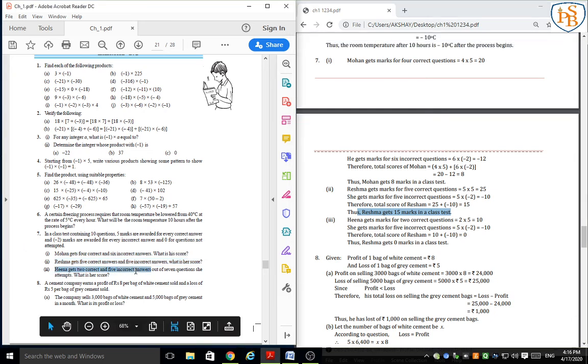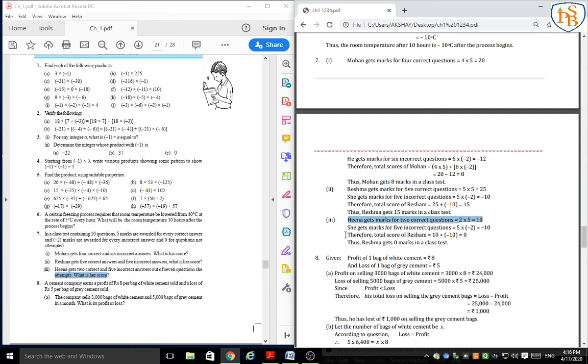Hina gets 2 correct and 5 incorrect answers out of the 7 questions she attempts. What is her score? Hina gets for 2 correct questions, that is 2 into 5 is equal to 10. She gets marks for 5 incorrect answers, that is 5 into -2 is equal to -10. Therefore, total score of Hina is equal to 10 plus -10 is equal to 0. Thus, Hina gets 0 marks in the class test.